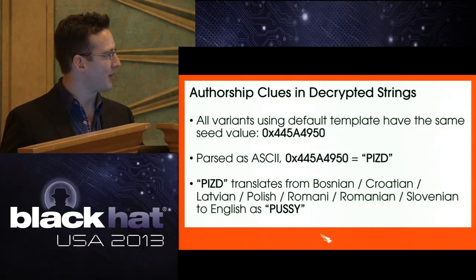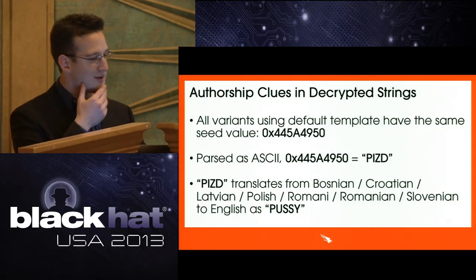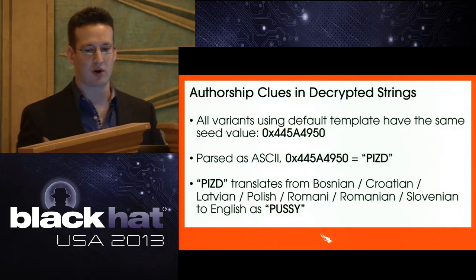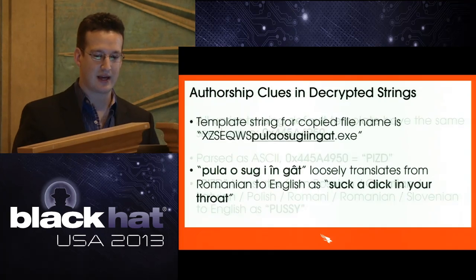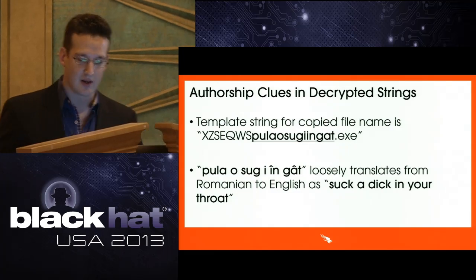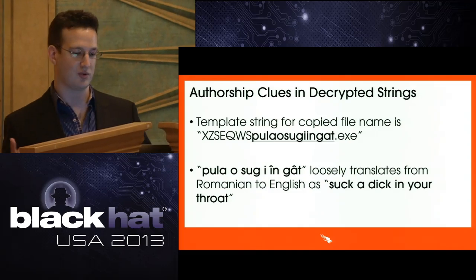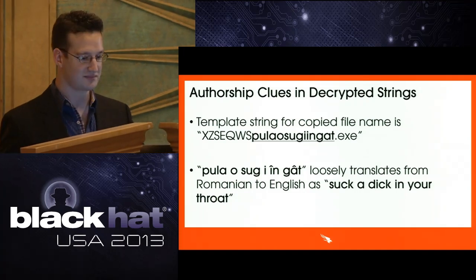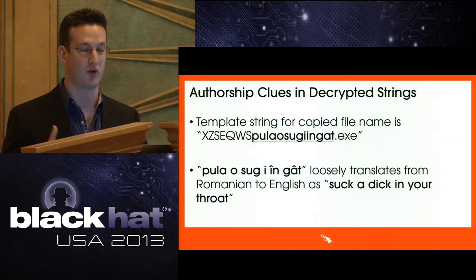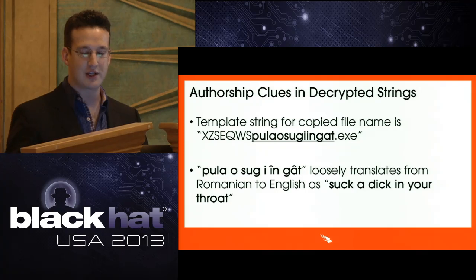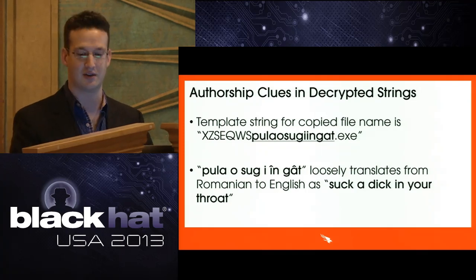But we're not stuck at that. We're not stuck at saying, well, maybe the author was Croatian, maybe he or she spoke Polish. There are more clues that we have. So it turns out that the template string for the malware's file name copy is "pula o sug I un gut", or XCSCQWS that. And that loosely translates from Romanian, not the other languages, but Romanian only, loosely translates to English as "suck a dick in your throat."